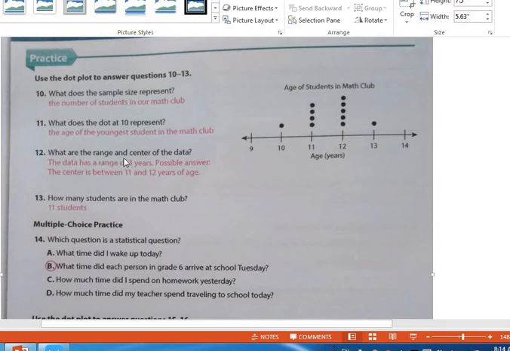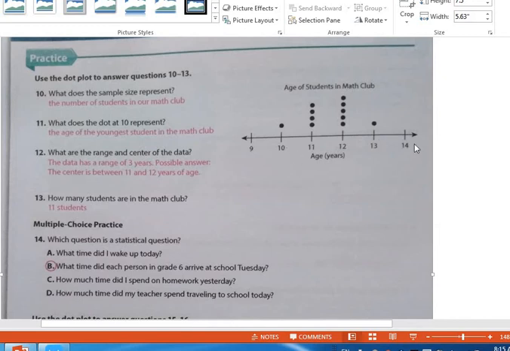What are the range and the center of the data? The data has a range of 3 years. Here the range is 3 years. So why 3? Because we take the greatest minus the least.